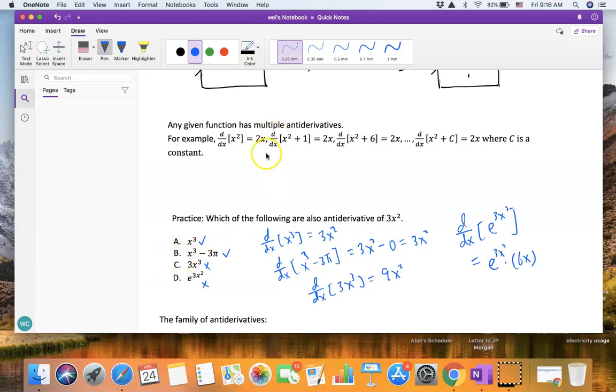Now, according to what we learned previously, we can write a general form of the antiderivative of the function 3x squared. So any function of this form, x to the third plus a constant, will be an antiderivative of 3x squared, right? So that's why x to the third minus 3 pi is also an antiderivative.